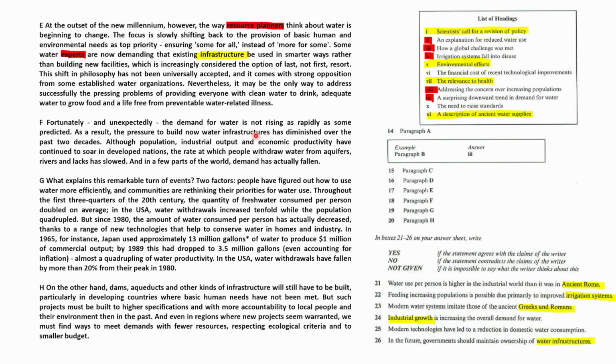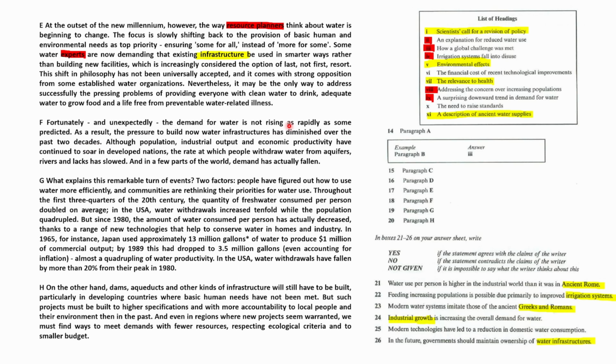So let's go to paragraph F. Here we have infrastructures again. So let's see. Fortunately and unexpectedly, the demand for water is not rising as rapidly as some predicted. Okay, so demand for water is not rising. Here we found something about reduced water use, and here we have demand for water also. So there can be these two options that may confuse us. Let's see. As a result, the pressure to build new water infrastructures has diminished over the past 2 decades.